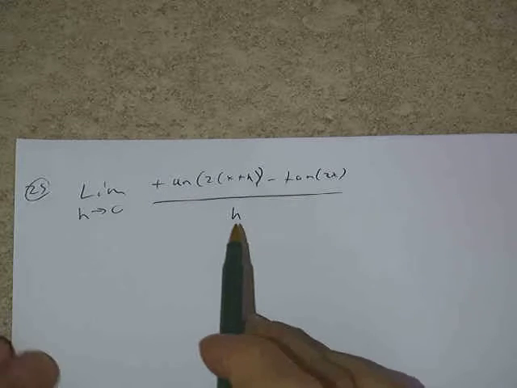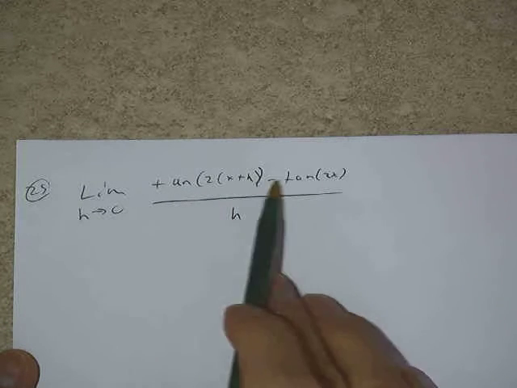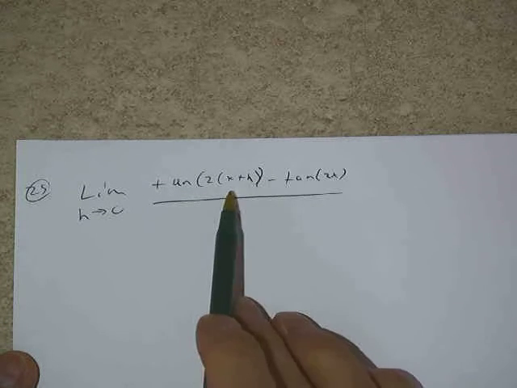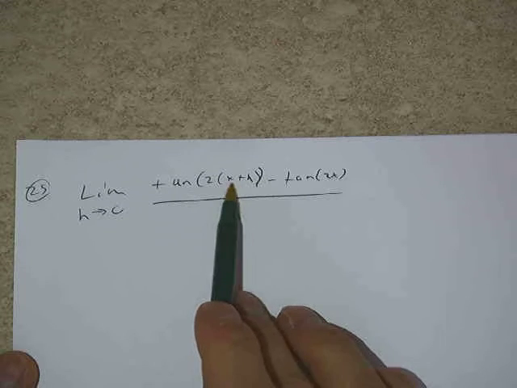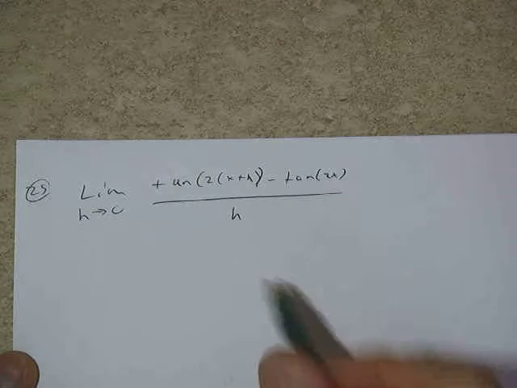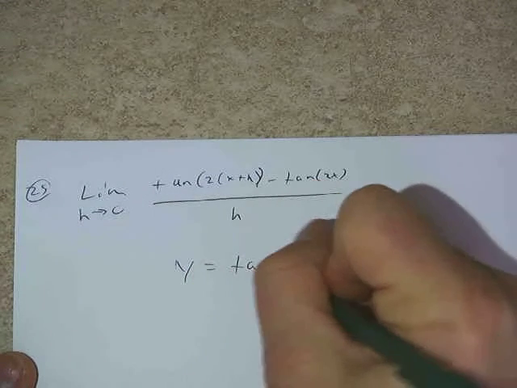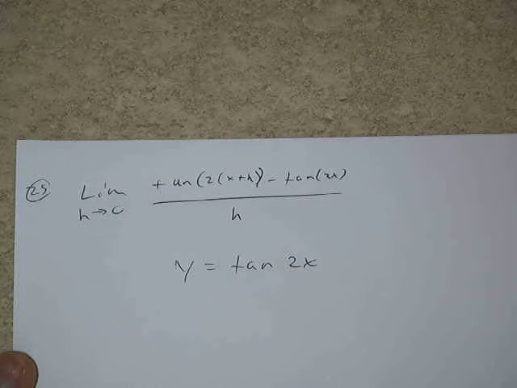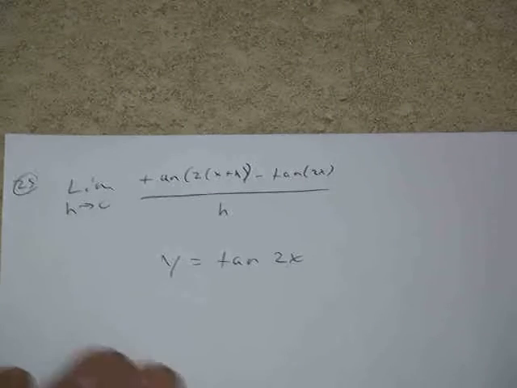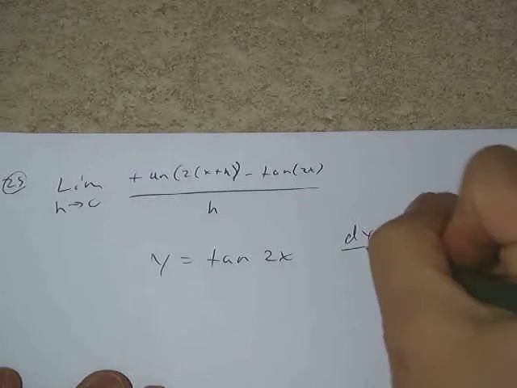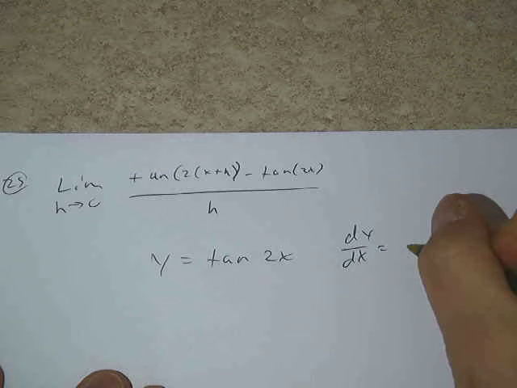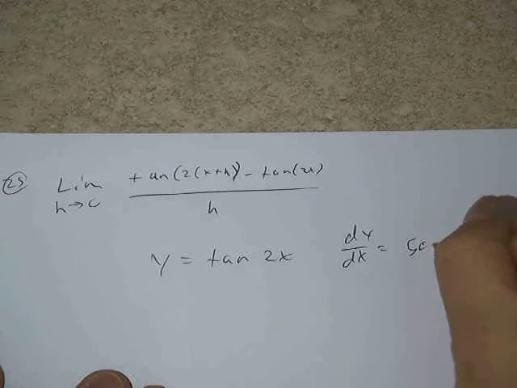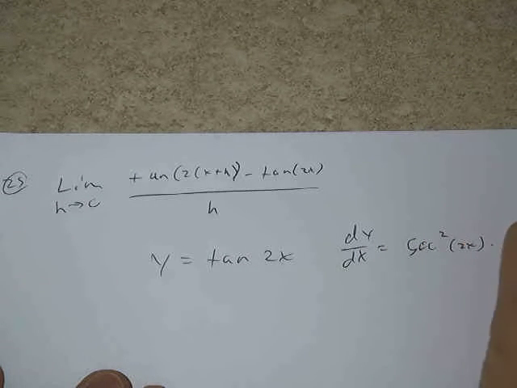So keep in mind that when we did the definition of a derivative, on the top we have the y values for the function. So ultimately when we do that, we put in x plus h and we put in x. So what is our y here? Just simply tangent 2x. And if that's the case, then we want to know what's the derivative of that. So we know that that's secant squared of 2x times 2.